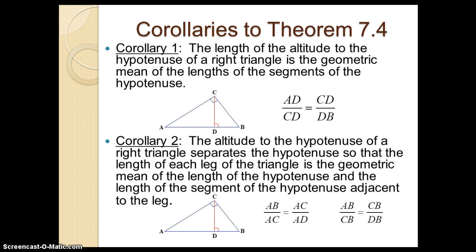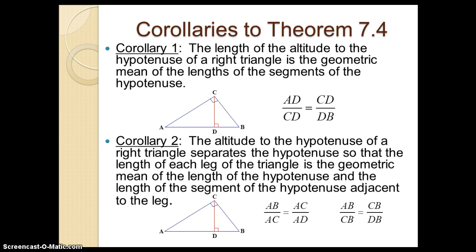We also have some corollaries that relate to theorem 7.4. The first one says the length of the altitude to the hypotenuse of a right triangle is the geometric mean of the lengths of the segments of the hypotenuse. Well, that's a lot of words.